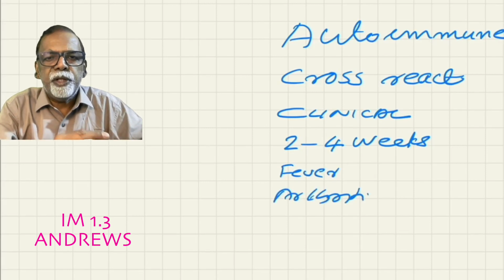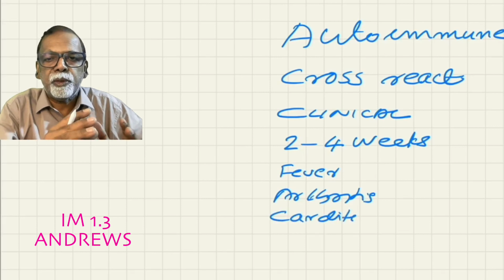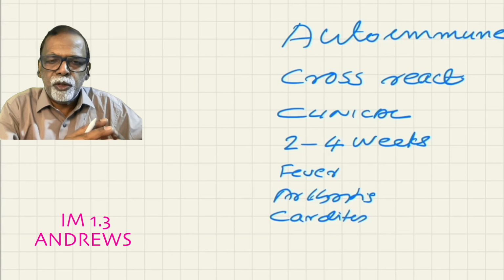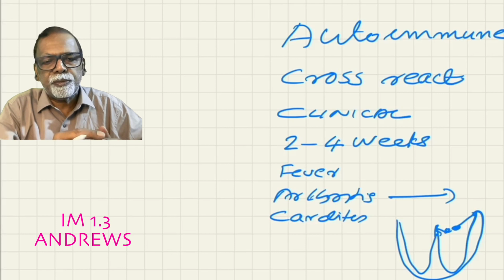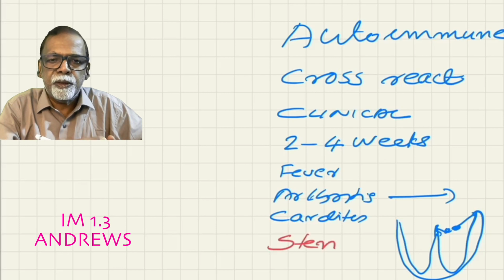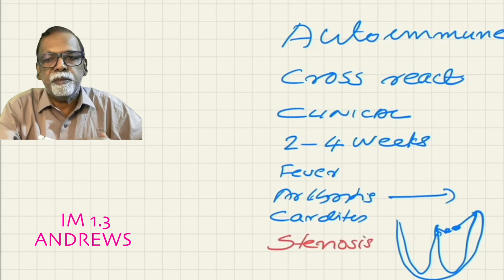As for the clinical evolution, the patient can develop symptoms a few days after an infection, typically 2 to 4 weeks after streptococcal infection. So it is not a suppurative disease, it is an autoimmune process. The symptoms include fever, joint pain, otherwise called arthritis, skin rashes, and cardiac inflammation. Later it leads on to a chronic phase. The manifestation of chronic disease is development of valvular damage.